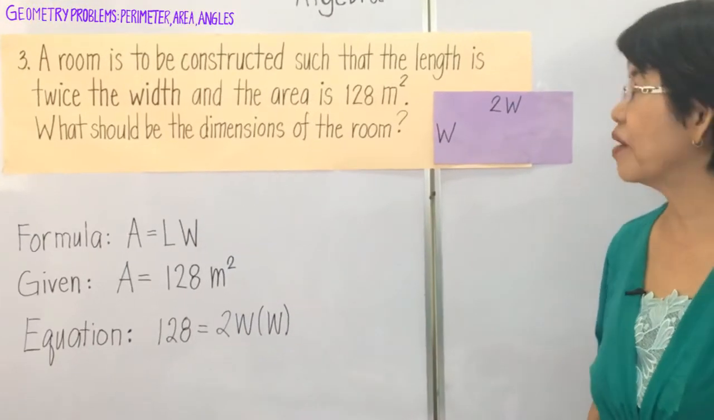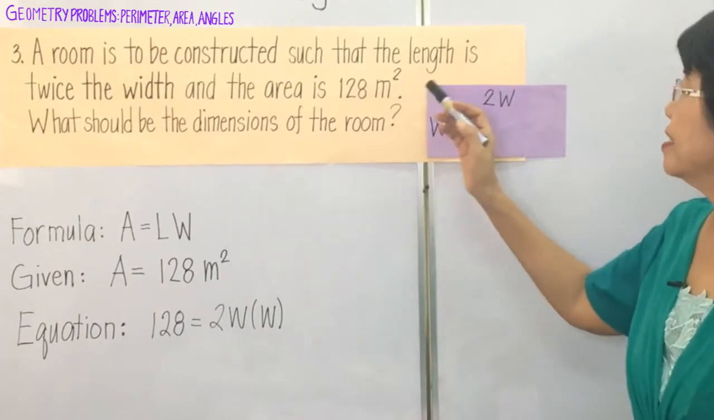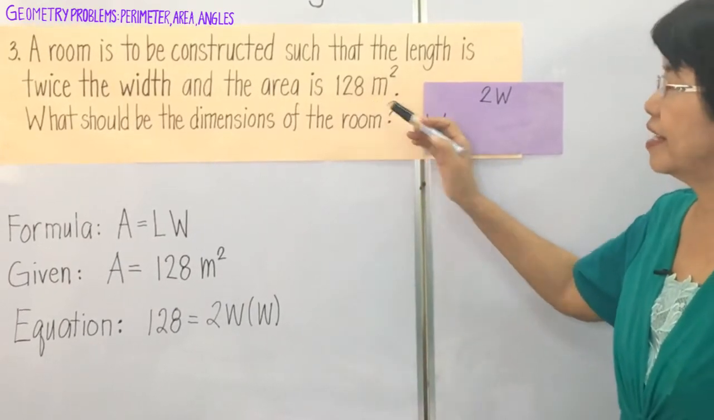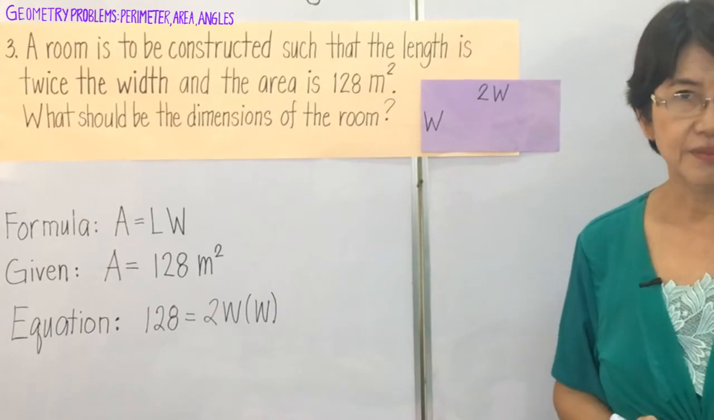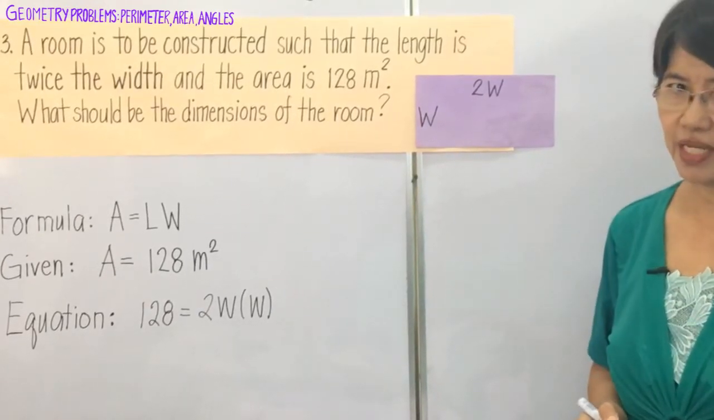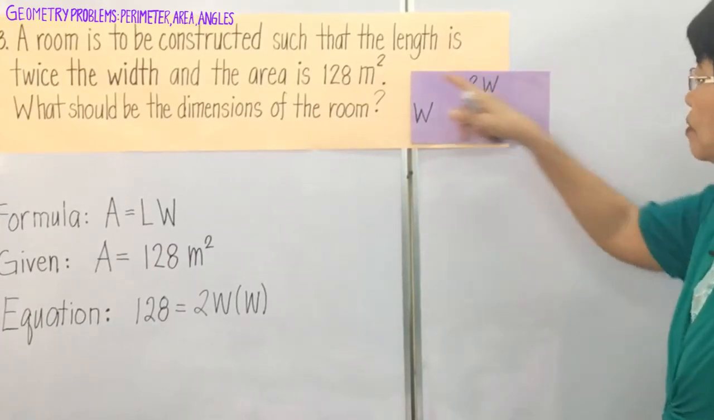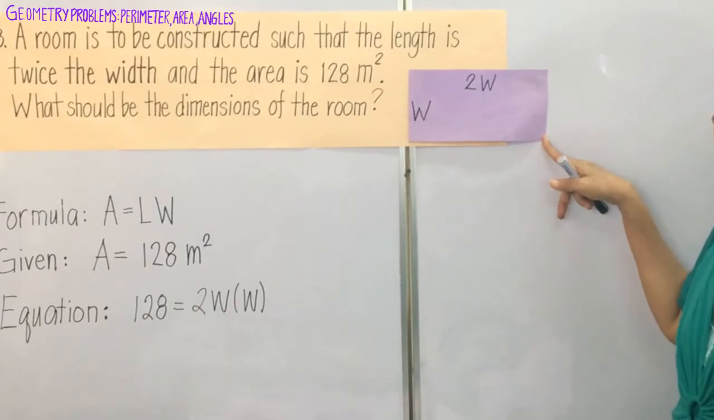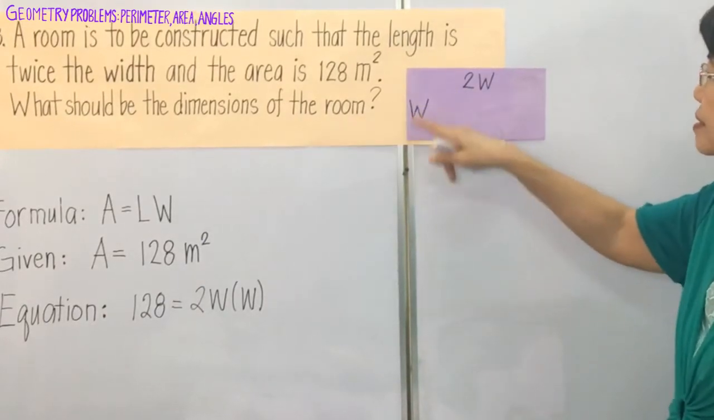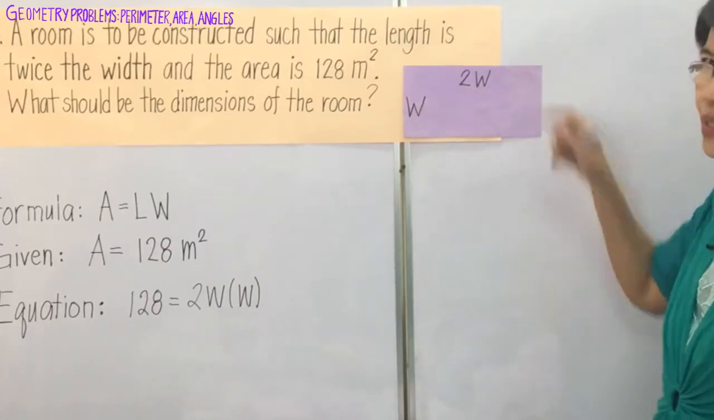Here's our third problem. A room is to be constructed such that the length is twice the width and the area is 128 meters squared. What should be the dimensions of the room? And let's represent this with an illustration. Suppose this is the room and the width is this and this is the length. The length is twice the width.